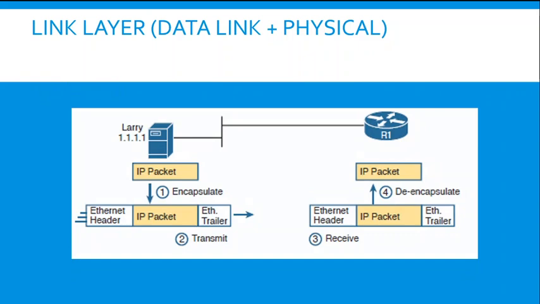As you can see from the simulation, it is mainly about the IP packets and where the Ethernet headers go with the Ethernet trailer. And the other is the receiver, which does the decapsulation of the Ethernet header and Ethernet trailer from the IP packet. The packets are sent and transmitted from Larry with an IP of 1.1.1.1, from class 1, and it sends the packets to the receiver, a router in this case, and it decapsulates it.